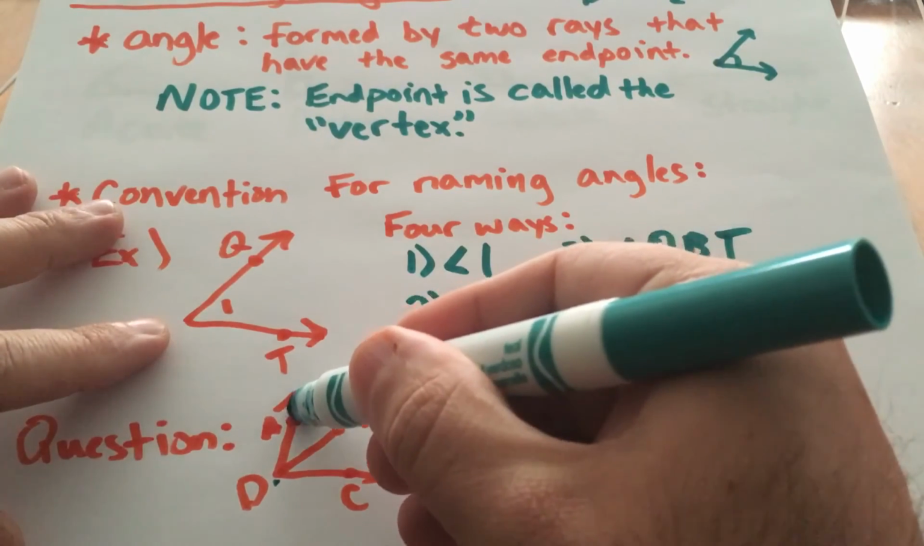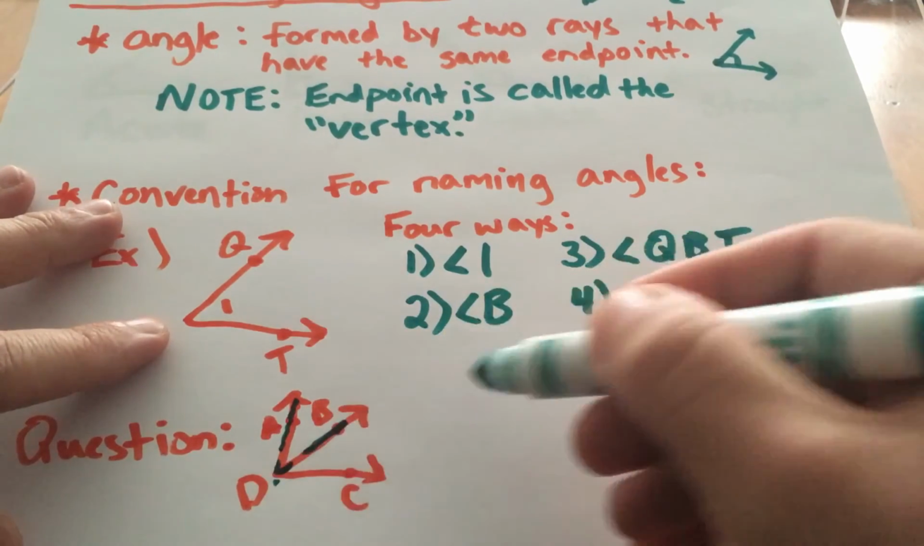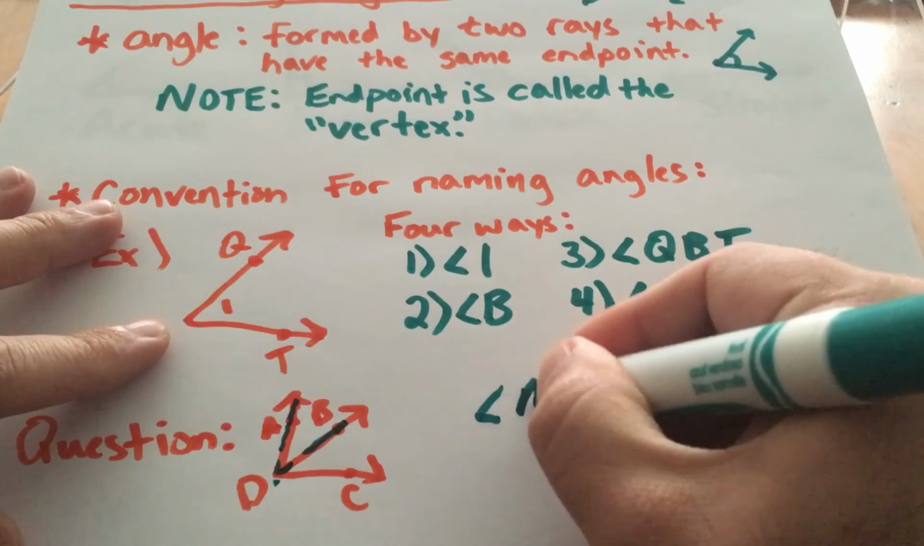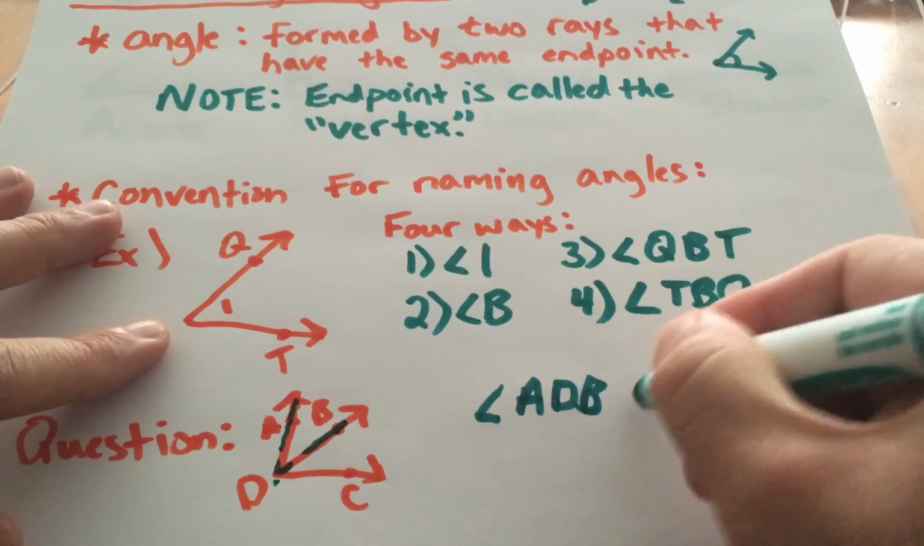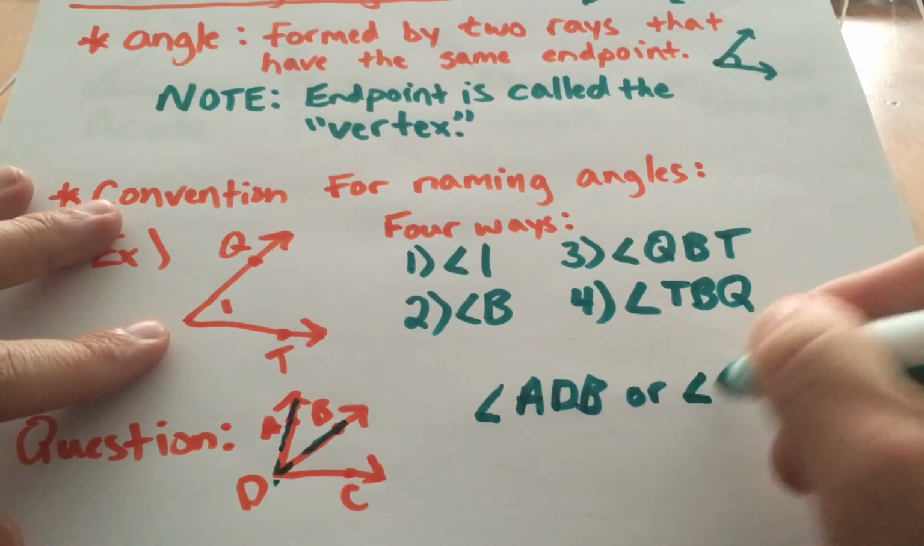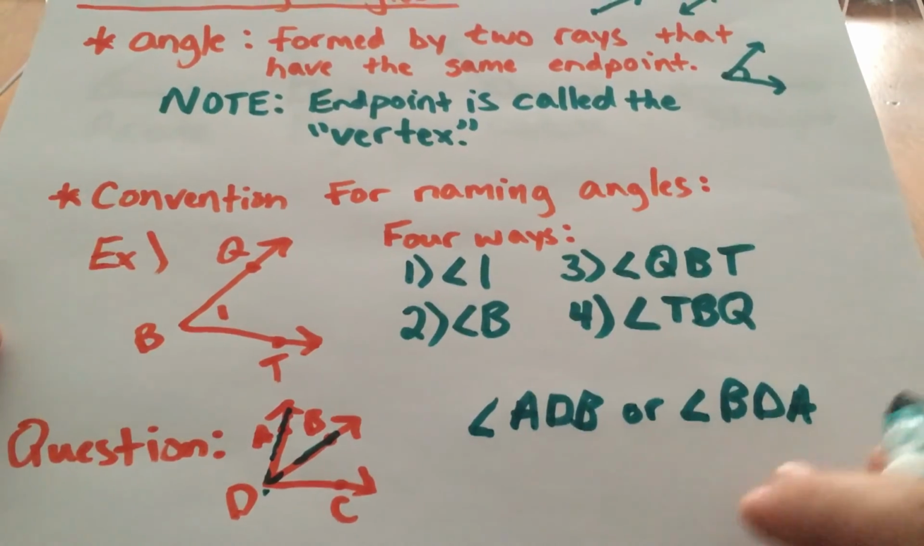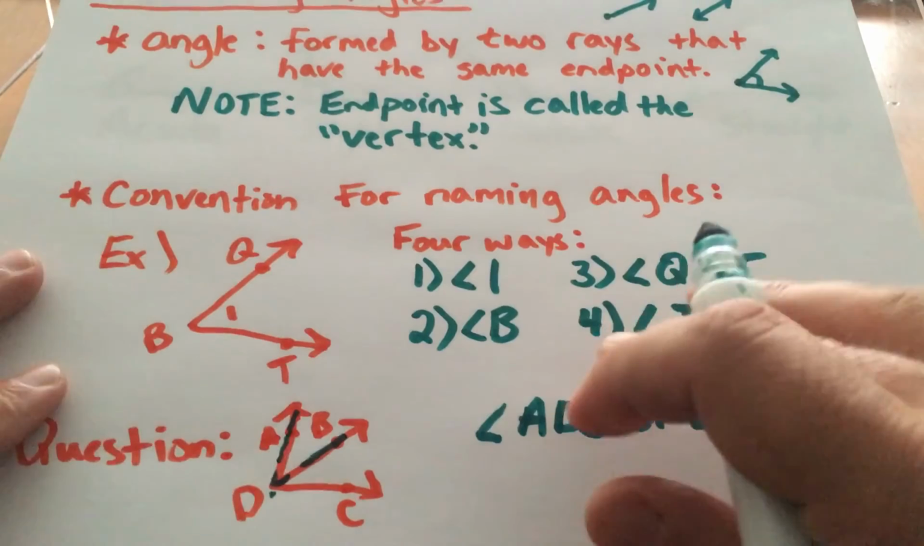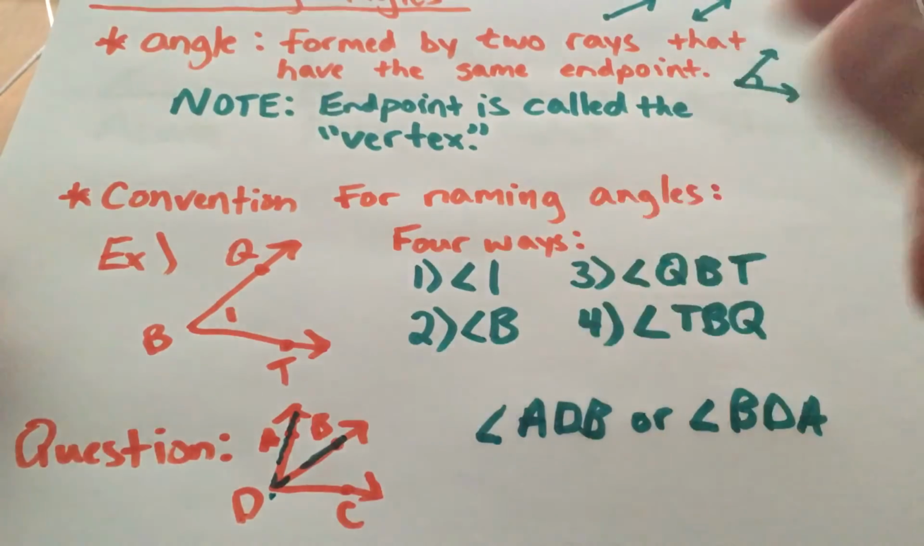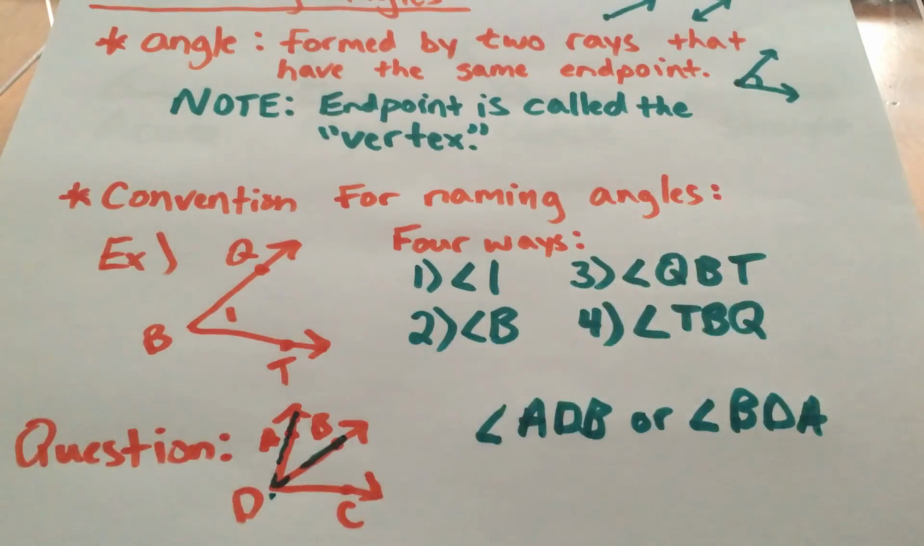So if I wanted to label this angle in green, I would have to call it either angle A, D, B, or angle B, D, A. Okay? So that's important to note: it's not always as easy as just calling it angle 1 or angle B. Sometimes you have to use the 3 letters.